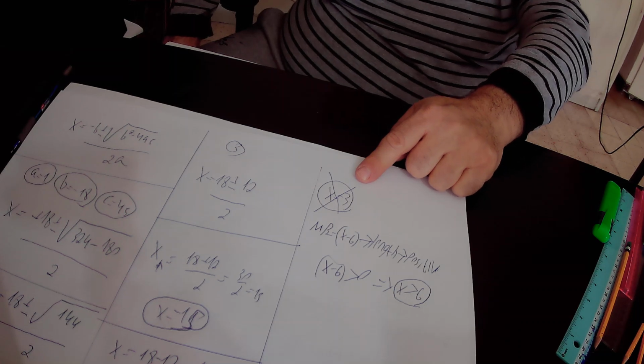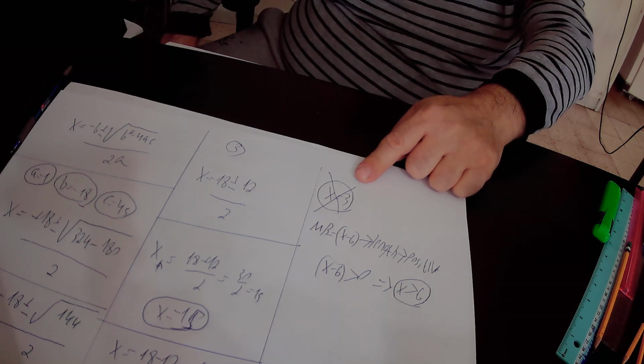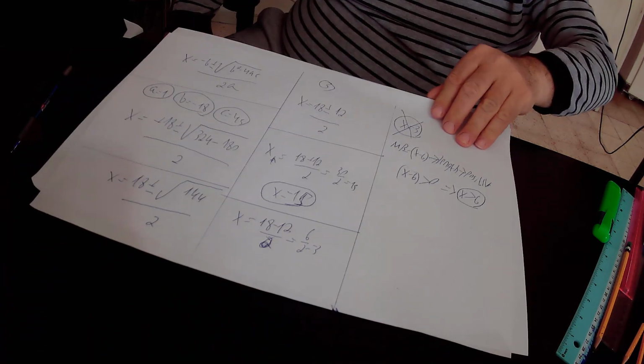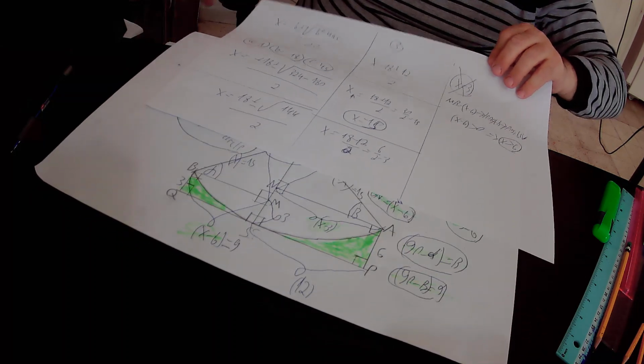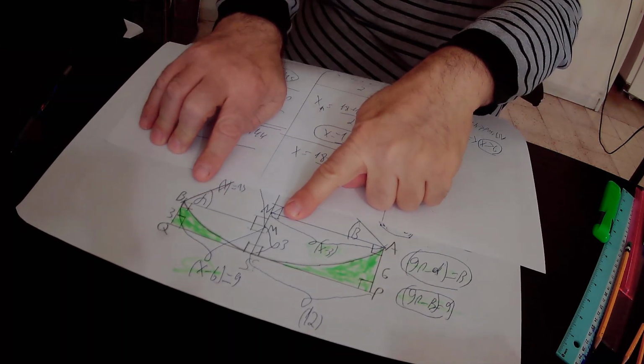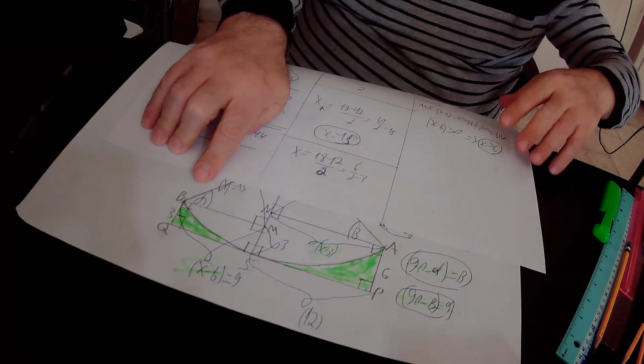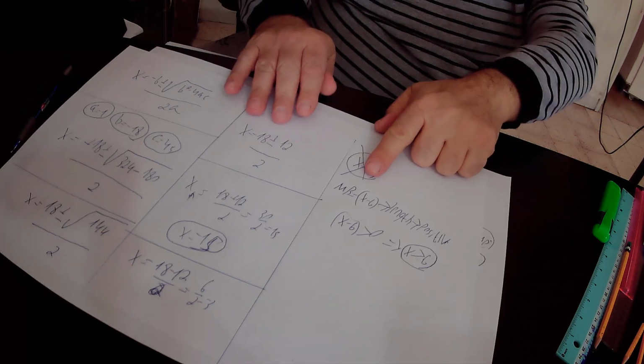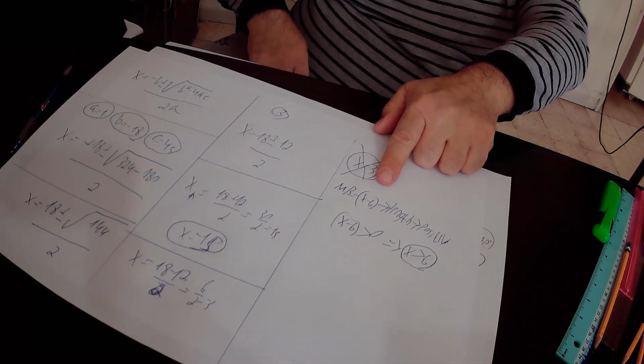But this is an incorrect solution. x can never be equal to 3. Why can x never be equal to 3? Because we already found that MB equals x minus 6 units in its length. MB equals x minus 6 units in its length.